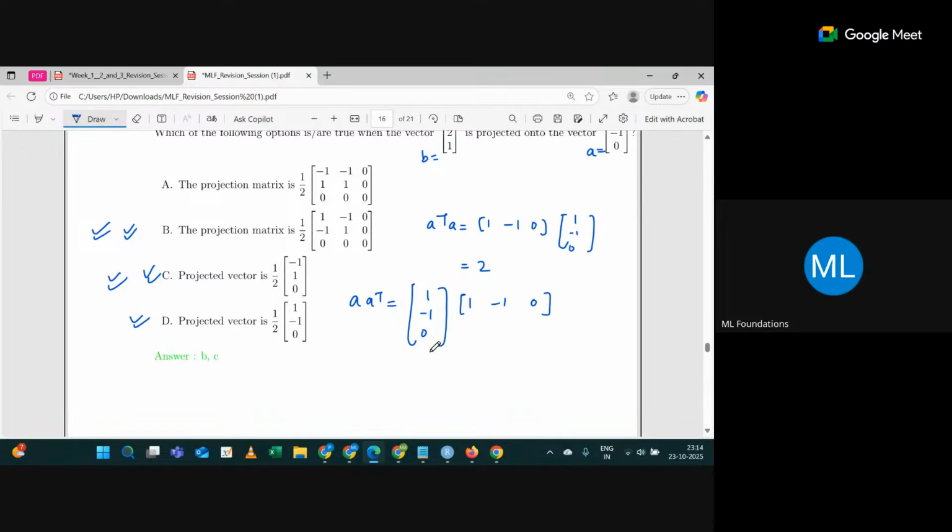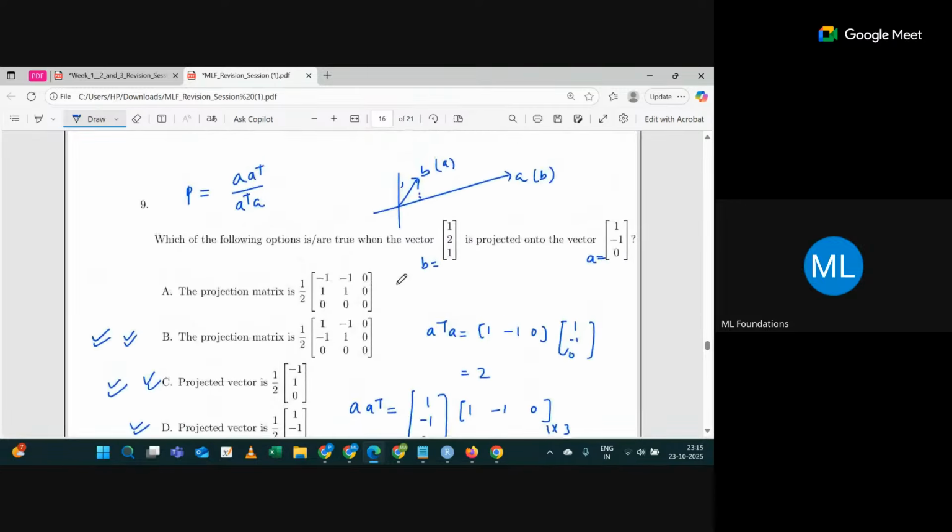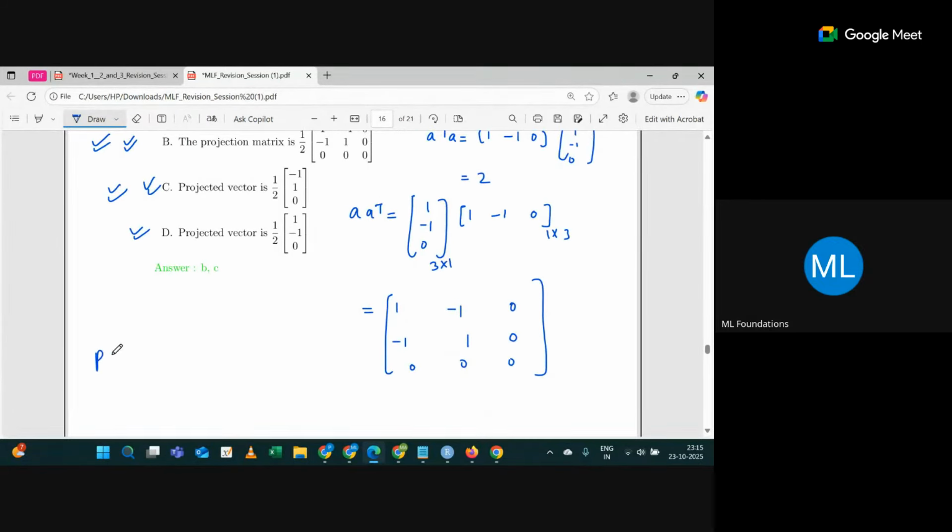So what is the order here? This is 3 cross 1 and 1 cross 3, so I will get 3 cross 3, right? So it will be 1, minus 1, 0, minus 1, 1, 0, and 0, 0, 0. Everyone is getting how I'm writing this, right? So what is the projection matrix? A transpose A is 2, so the projection matrix will be 1 by 2 times this matrix. Is the idea clear how we got the answer? Yes, sir. Okay, so 1 minus 1 0, minus 1 1 0, 0 0 0.